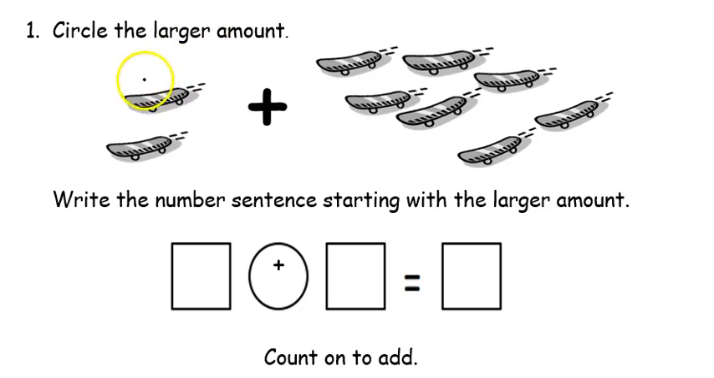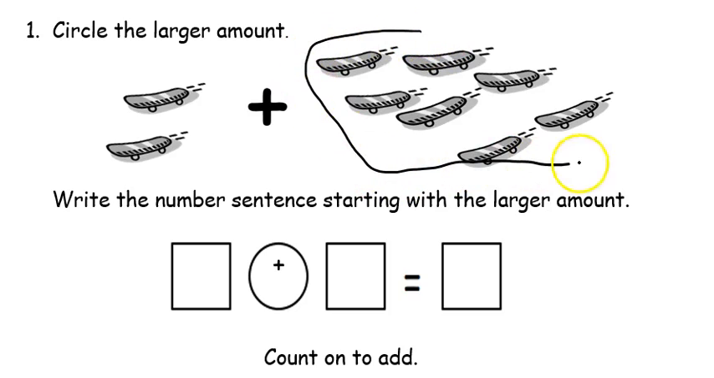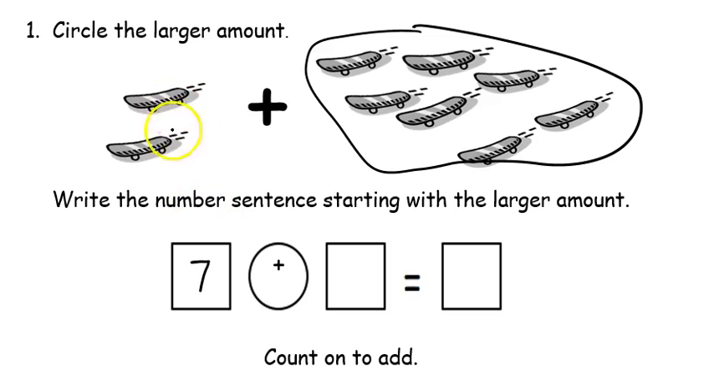The first problem says to circle the larger amount. So I have two groups of skateboards. Obviously, the group on the right is the larger amount. Now we're going to write a number sentence starting with the larger amount. So on the right-hand side, I have 7 skateboards, and on the left, I have 2 skateboards.